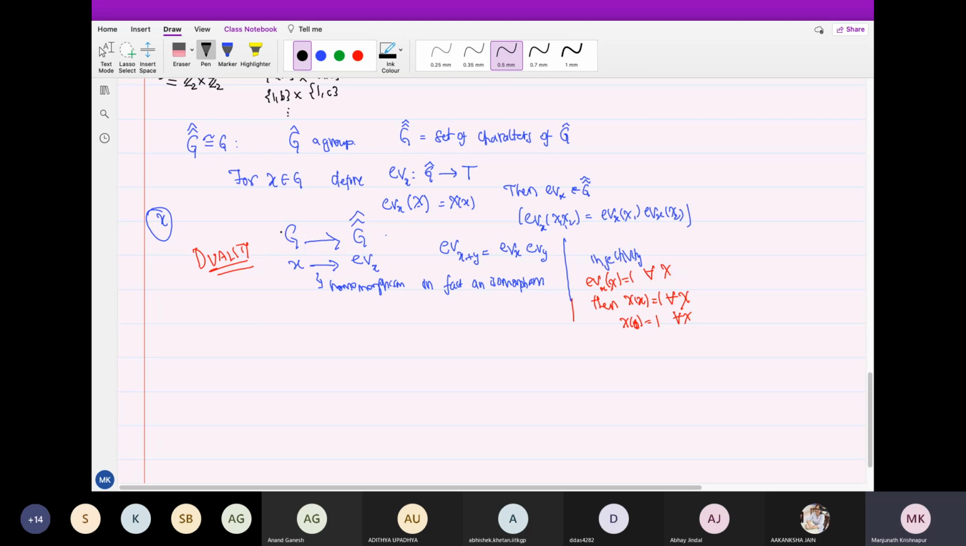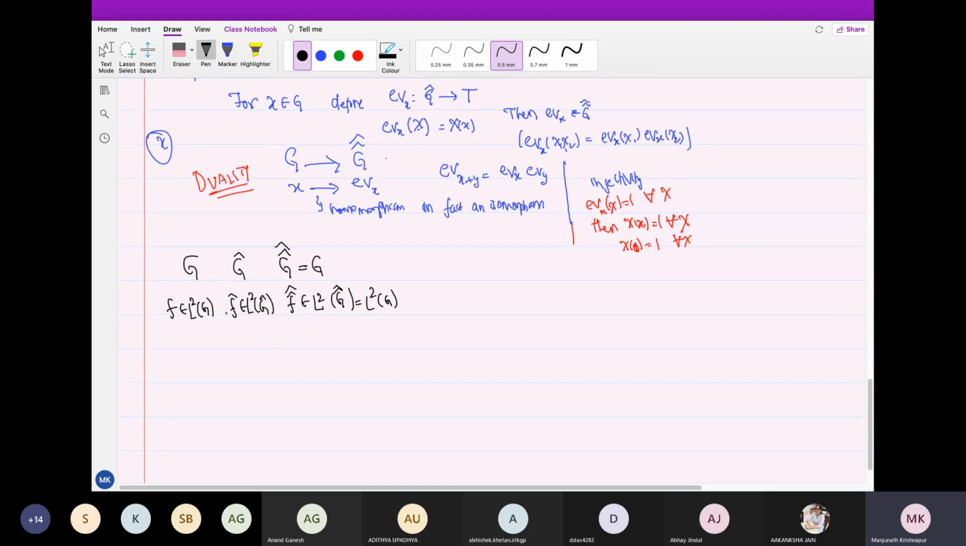Now because we can identify G double hat with G, we have G hat, G double hat, which is equal to G. So I start with f in L2 of G and f hat in L2 of G hat. Then I can take the hat of that and I get f double hat in L2 of G double hat, which is the same as L2 of G. So what is this f double hat? That's what I would like to know.